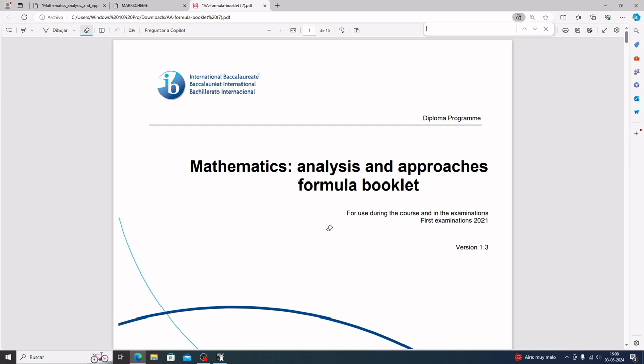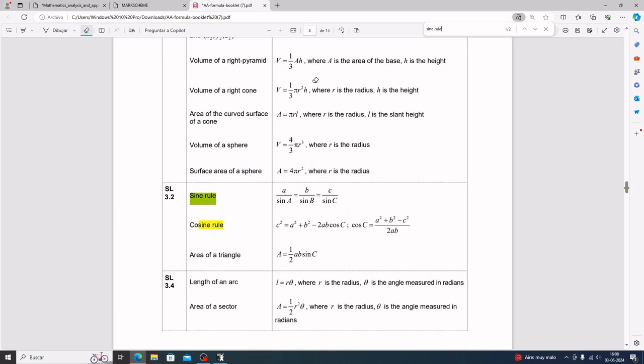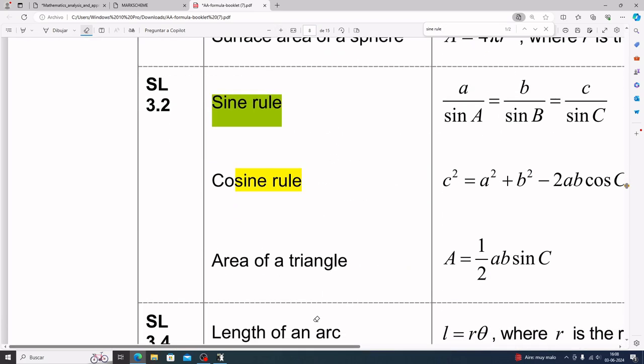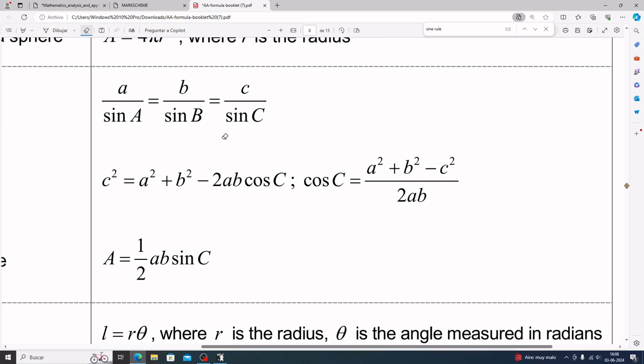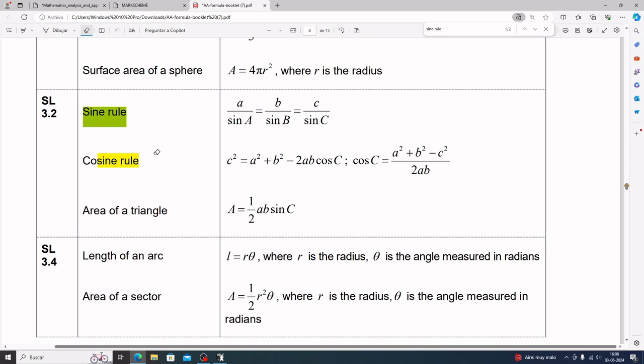For example, pop quiz, see? Let's go to the sine rule, right? Sine rule has big letters and small letters. Do you guys know the difference between the big letters and the small letters? Do you guys know when to use the sine rule? These are all important questions, okay?